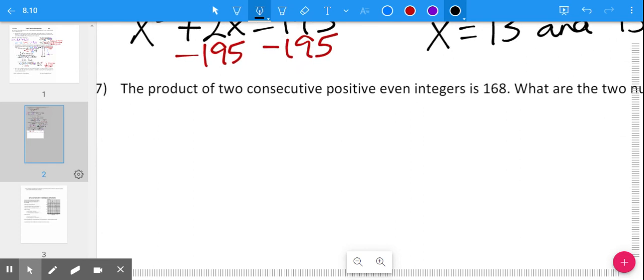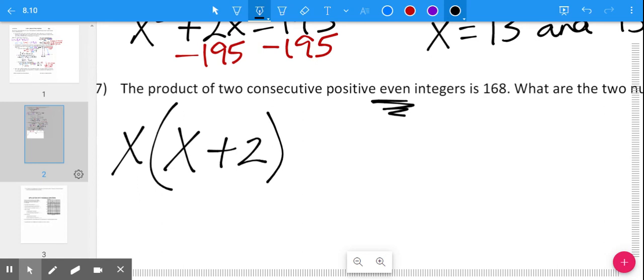So the last one, again, we're going to set this one up, but we're not going to solve it. These are positive even integers. So if our first number was 2, to get to 4, you would add 2. So it's the same setup as the odd numbers, and you get 168. So I'm going to let you guys finish solving that one the whole way through.